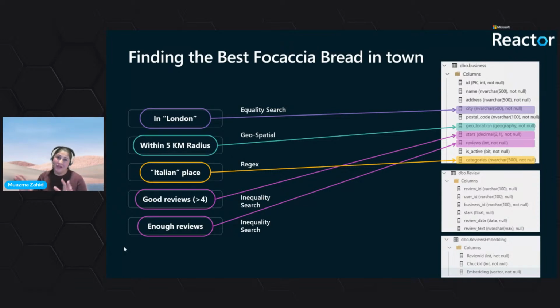Now, this is what you can do today with databases. So this is nothing new, right? But this does not give you the best focaccia bread. This gives you a place which might have a good focaccia bread. Now, how do you actually get to that part?